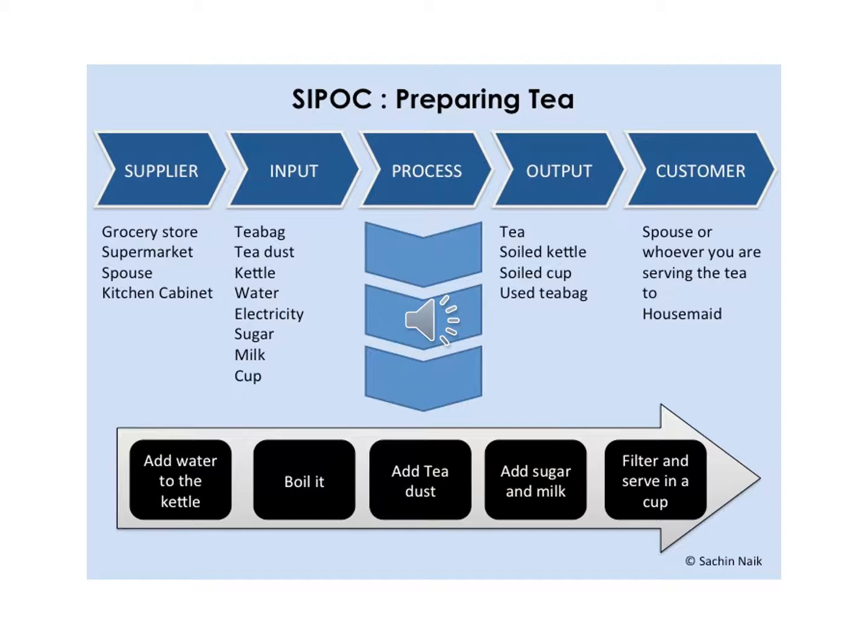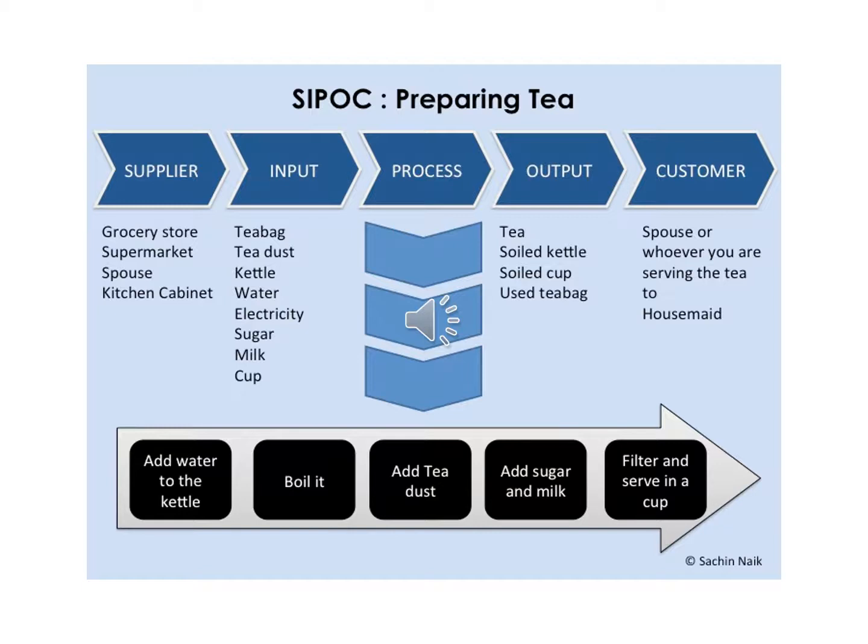And if you were making sense of this, if you look at the customer, whoever you're serving the tea to, or the housemaid, you would get some input from them. What do you think of this cup of tea? And then you use that information to go ultimately up to the supplier. What about the grocery store? Who's making it? The kitchen cabinet? Does it make a difference where I store it?